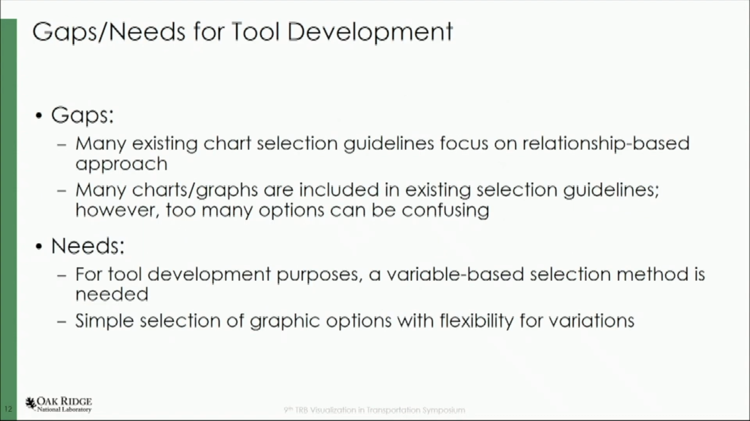So like I said earlier, most of the existing chart selection guidelines focus on relationship-based selection. You have to know what stories you want to tell, and then it tells you what kind of charts it's good to select. Also, many of the charts include a lot of options. Sometimes it may be overwhelming for a lot of people. So there's a need for a variable-based approach, like I said earlier, and also a simple selection, just to help get the chart selection going, and then you can figure out more variations that you can add to your chart.